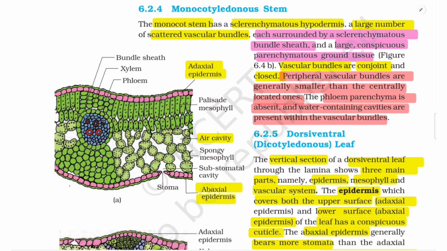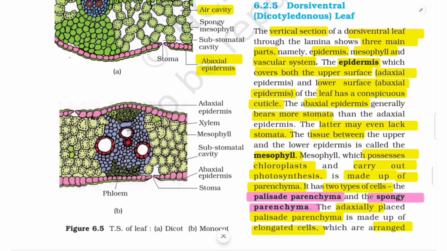6.2.4 Monocotyledonous stem. The monocot stem has a sclerenchymatous hypodermis, a large number of scattered vascular bundles, each surrounded by a sclerenchymatous bundle sheath, and a large conspicuous parenchymatous ground tissue, Figure 6.4b. Vascular bundles are conjoint and closed. Peripheral vascular bundles are generally smaller than the centrally located ones. The phloem parenchyma is absent and water containing cavities are present within the vascular bundles.